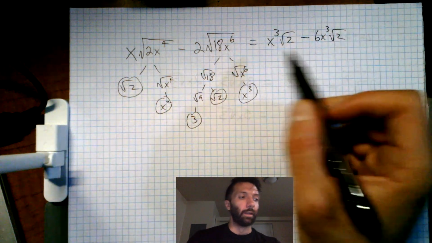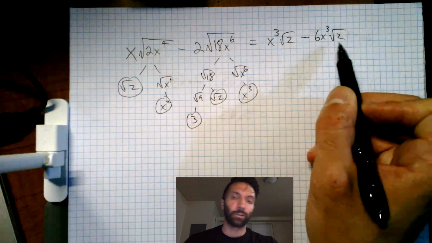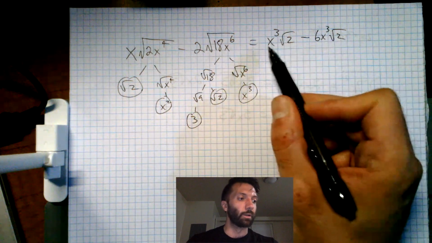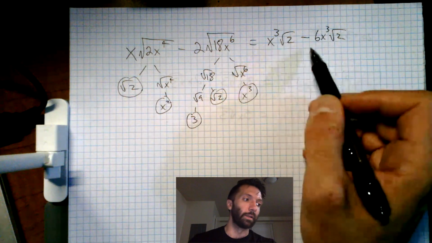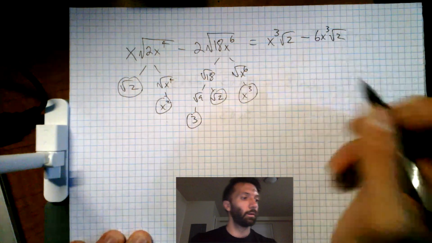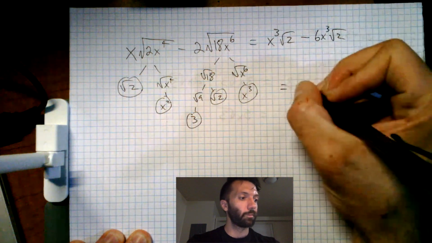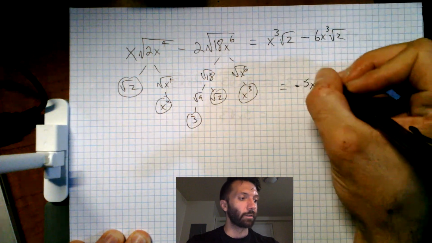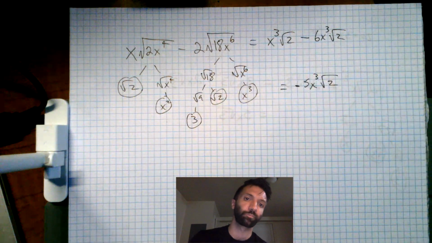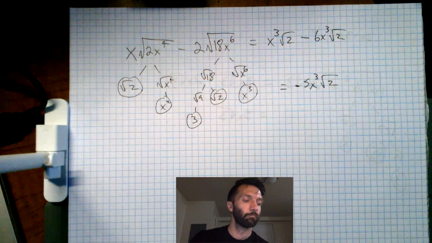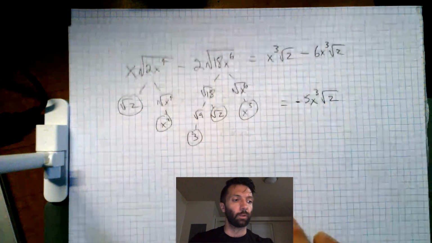Okay, and now as you can see my radicals match, which is a good thing, and so I can just go ahead and combine the coefficients. So x to the third minus 6x to the third would be negative 5x to the third, and we have a root 2. All right, we can do one more.